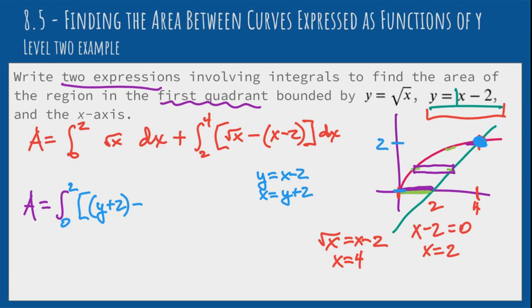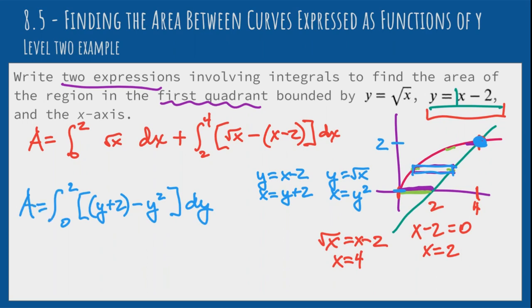minus the left. So the left is going to be the square root, y equals the square root of x. To solve that for x, we're going to square both sides, and we get x equals y squared. And then our Riemann sum rectangle, this expression here gives us the width of any given rectangle. The height of any given rectangle is going to be dy. So this, I need to write this all in one color. That's going to bother me. This integral expression here gives us the area of that region with respect to y.